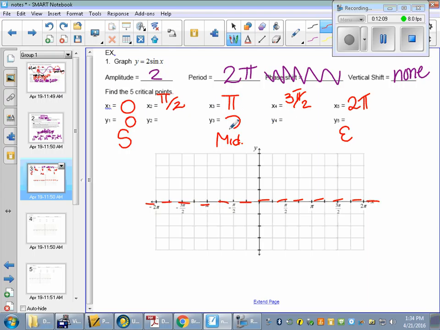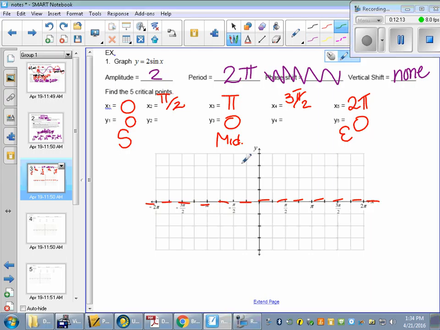So I should see these points being on my dotted line. When I go to plot them, 0, 0, pi, 0, and 2 pi, 0, they're all on this line.